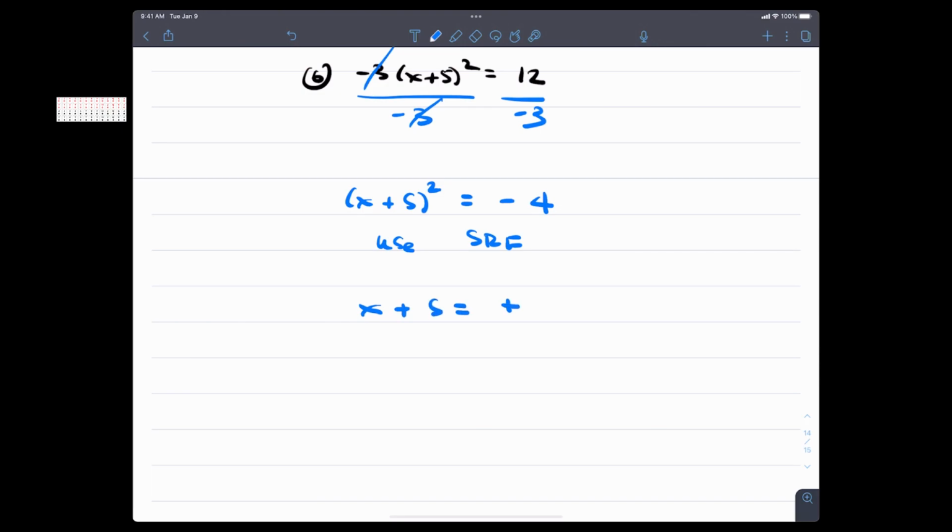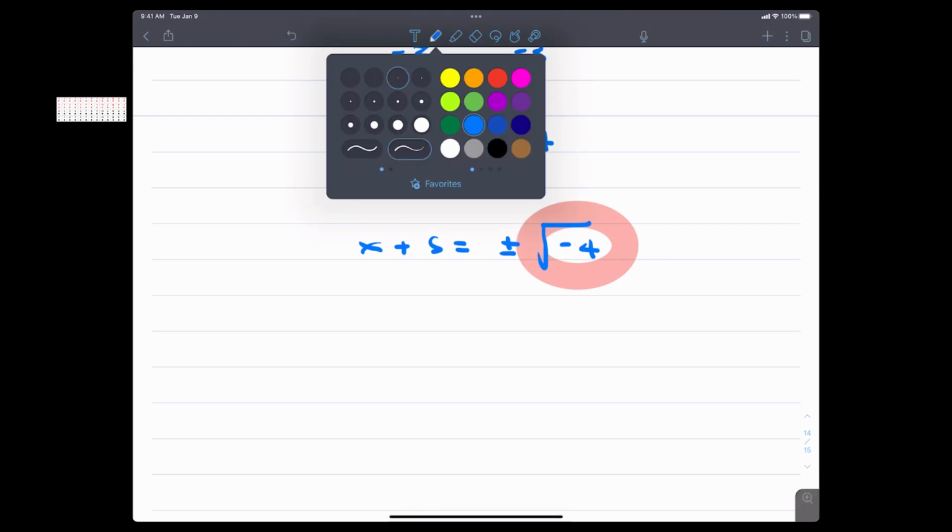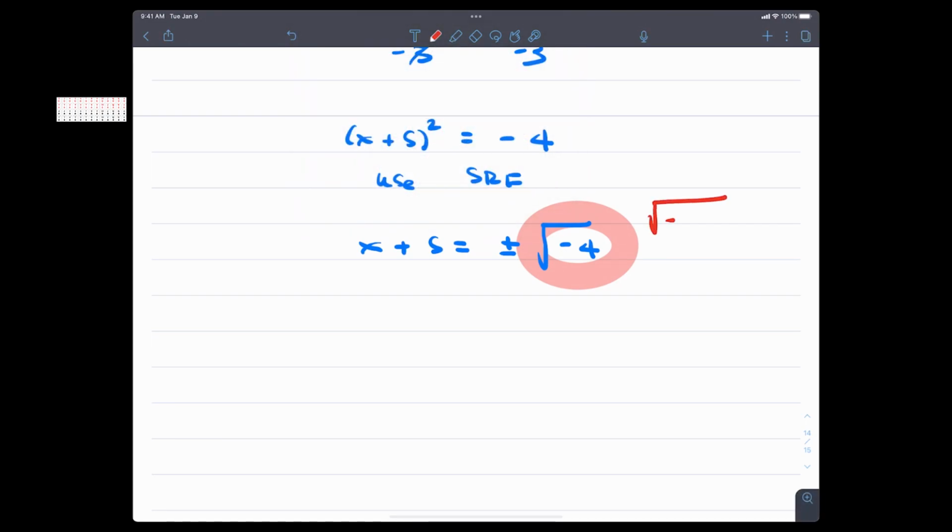x plus 5 equals plus or minus square root of -4. So do you guys know how to evaluate this? Square root of -4, what do you do? -1 times 4. i times 2, isn't this? 2i. Remember, I always put this in purple to emphasize. Okay, so now all together, take a look. This is plus or minus 2i.